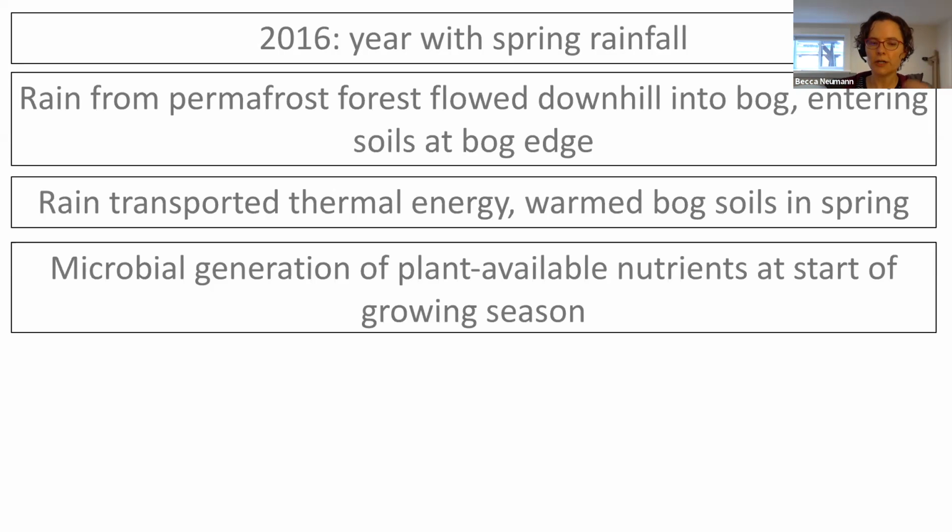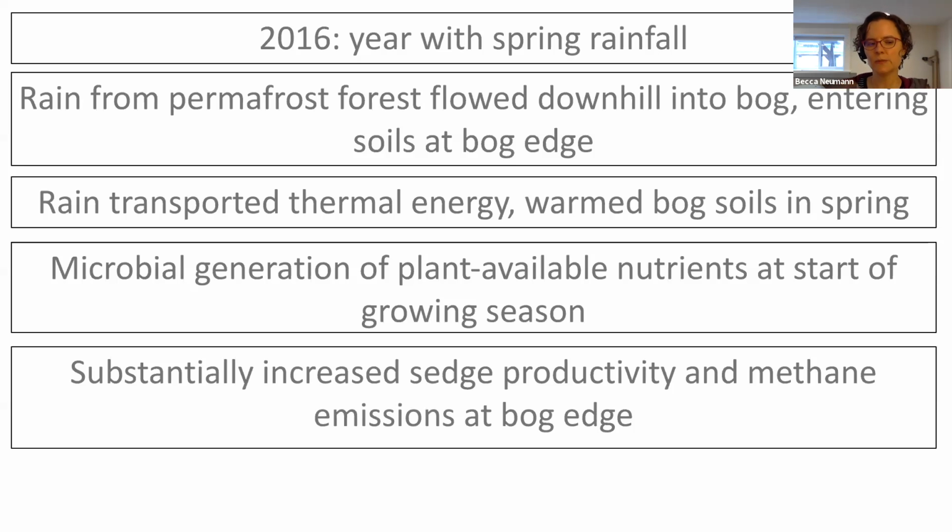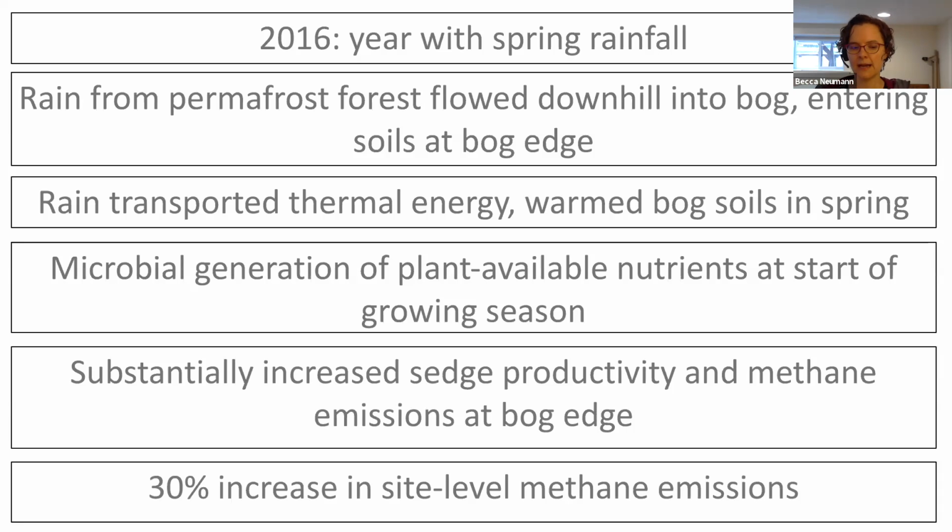When we have early warming, we get microbial generation of plant available nutrients, and the key is that this is at the start of the growing season, and that is what allowed sedge productivity to increase and methane emissions to increase at the bog edge. And then the response at that edge was significant enough that it resulted in a 30% increase in site level methane emissions. So it was really the edge controlling this larger site level response.